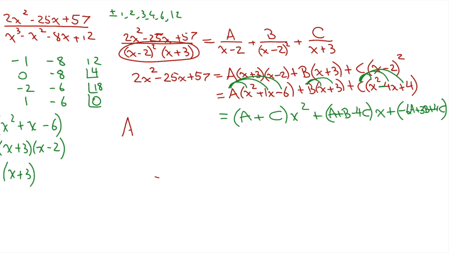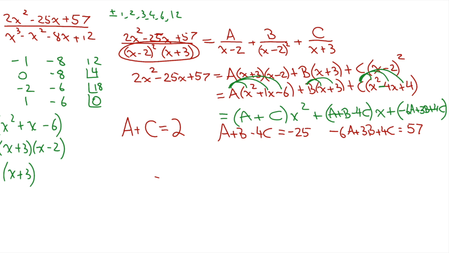A plus C equals 2. A plus B minus 4C equals negative 25. And finally, the nasty one: negative 6A plus 3B plus 4C is equal to 57. That does look so over.